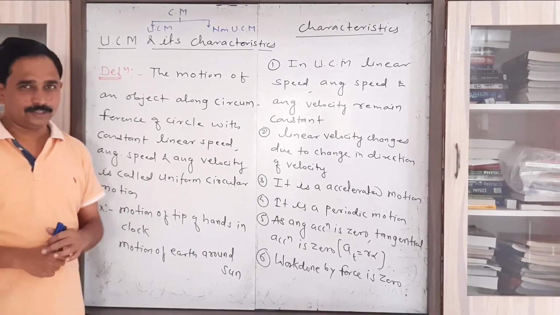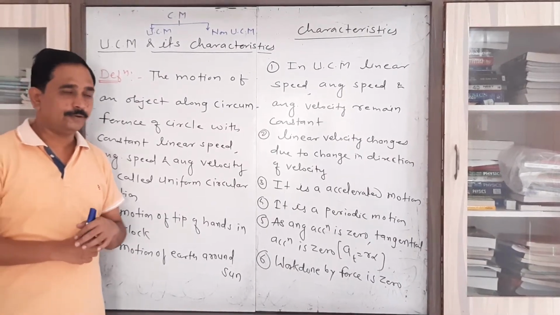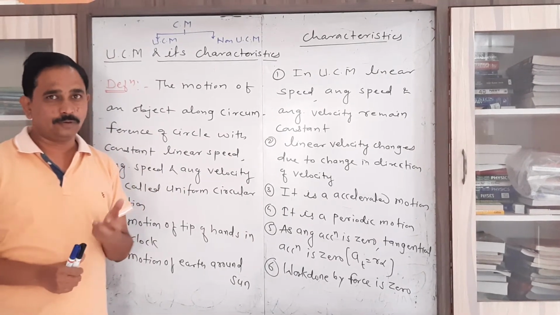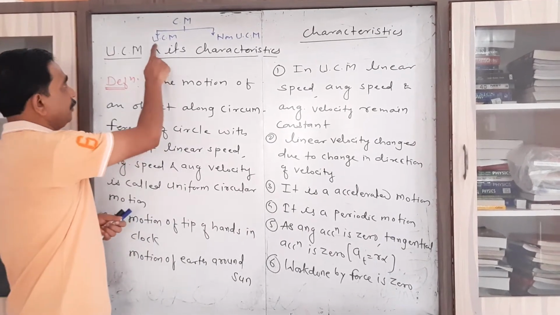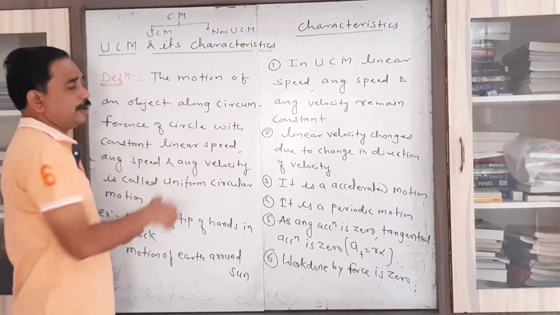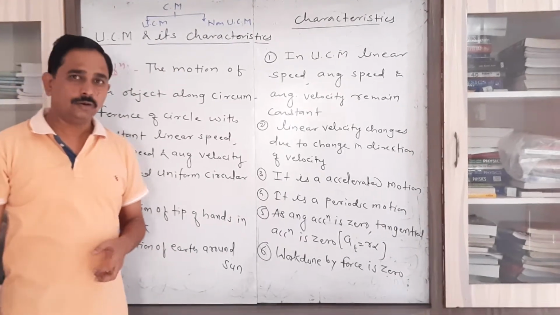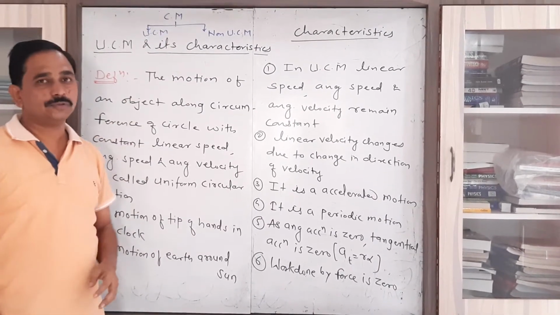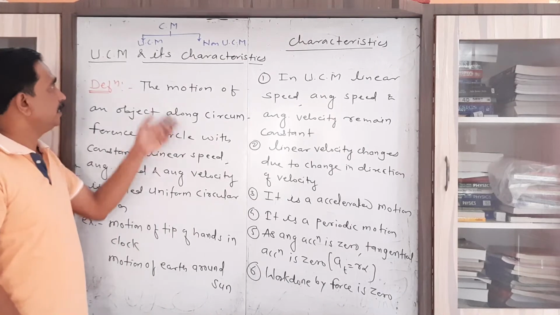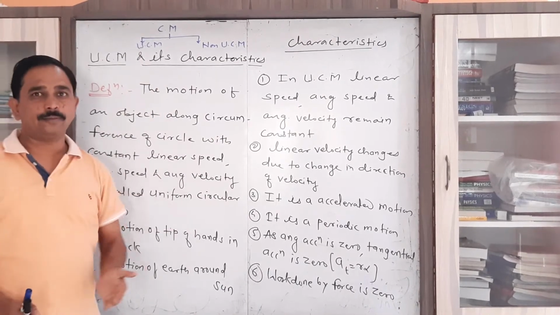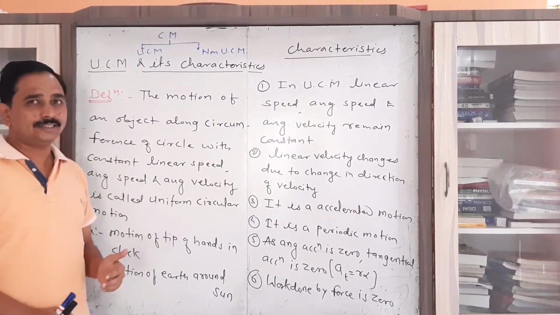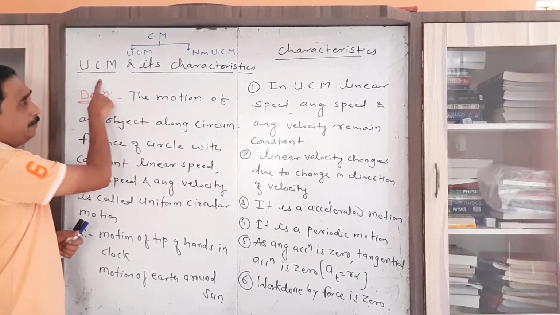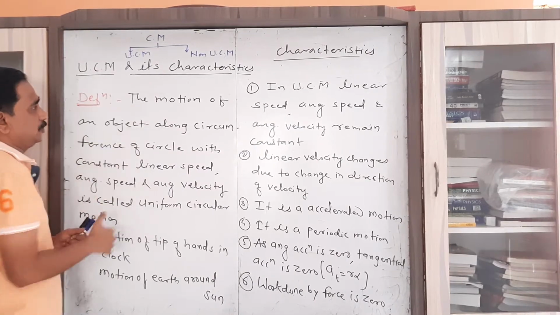Dear friends and students, in today's video I am going to explain the two types of circular motion, which are uniform circular motion and non-uniform circular motion. All of you know that the classification of types of circular motion is done on the basis of whether the speed of that object changes or remains constant. So let us consider the first type, that is the uniform circular motion.